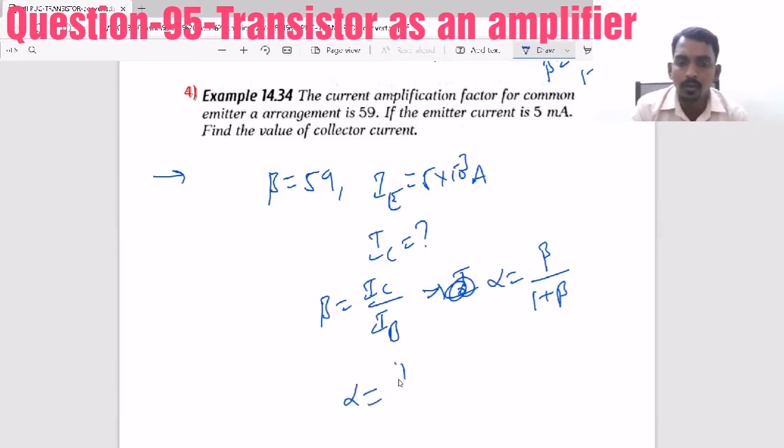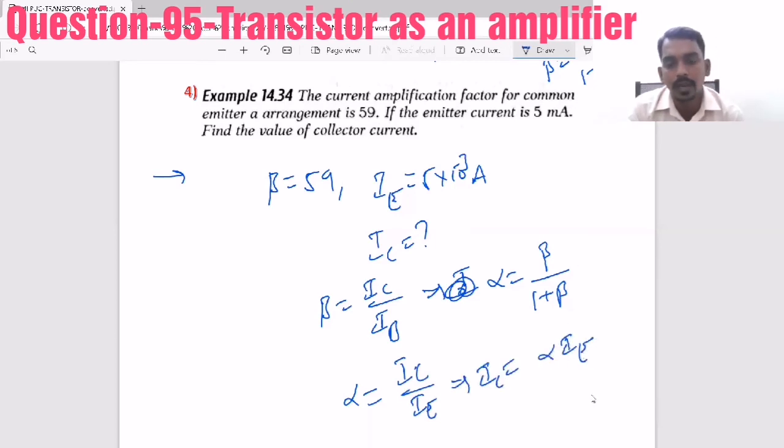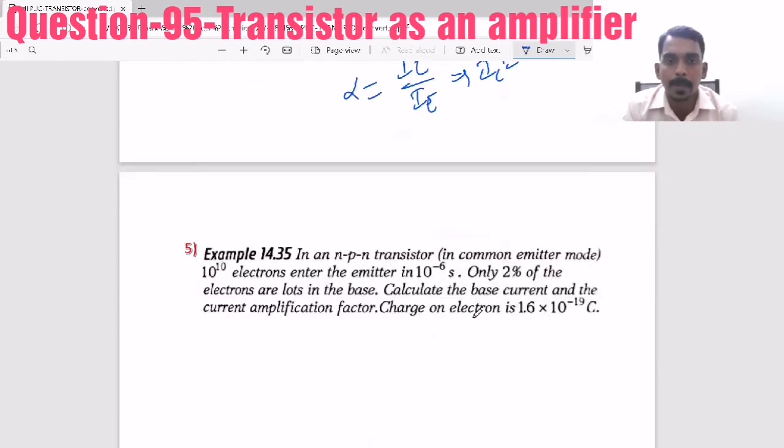Then alpha equal to, that is common base, IC by IE. Now they are asking IC, so IC equals alpha into IE. After finding alpha, you will multiply with IE. So this is how you have to calculate. You have to understand what data they have given, so that which equation can be used, you will come to know. Then you have to do the proper calculation.